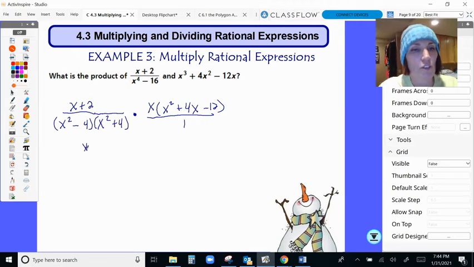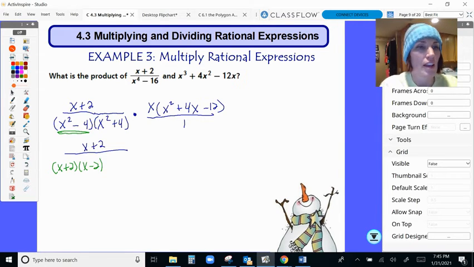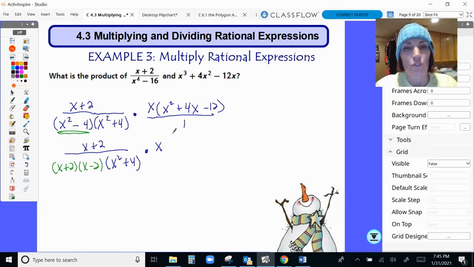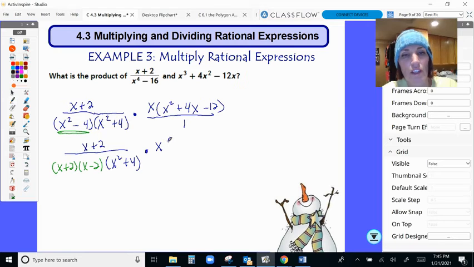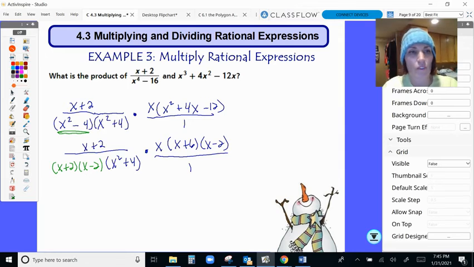So now I have x plus 2 over. Now this one right here is a difference of 2 squares, so I can factor that one: x plus 2, x minus 2. This one is not. This is a sum of 2 squares, so I cannot factor that guy. That has to stay as is. This one, factors of negative 12 that add up to 4. That will be 6 and 2. So that will be x plus 6, x minus 2, and then all over 1.